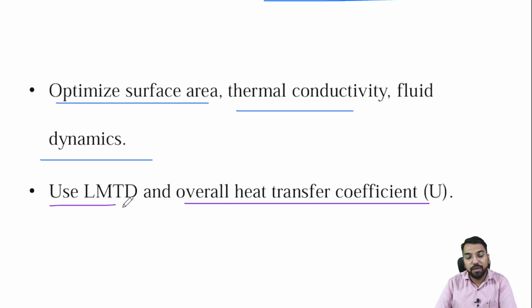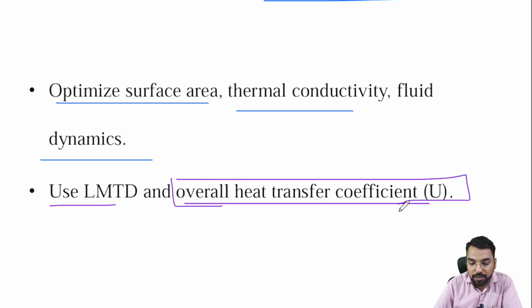We use LMTD for temperature measurement, where the temperature is going to increase or decrease, and at what rate or what average. So we calculate that in LMTD, and this is a mathematical form you are going to see in your course subject of heat transfer. And what is meant here by the overall heat transfer coefficient?